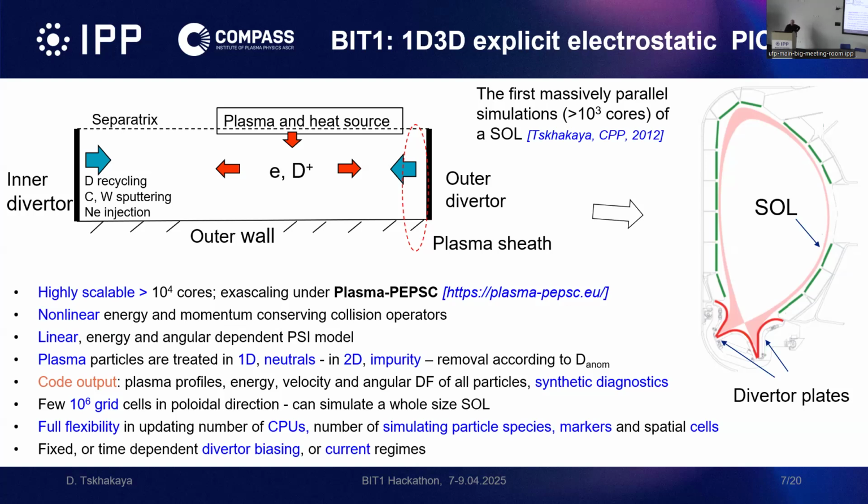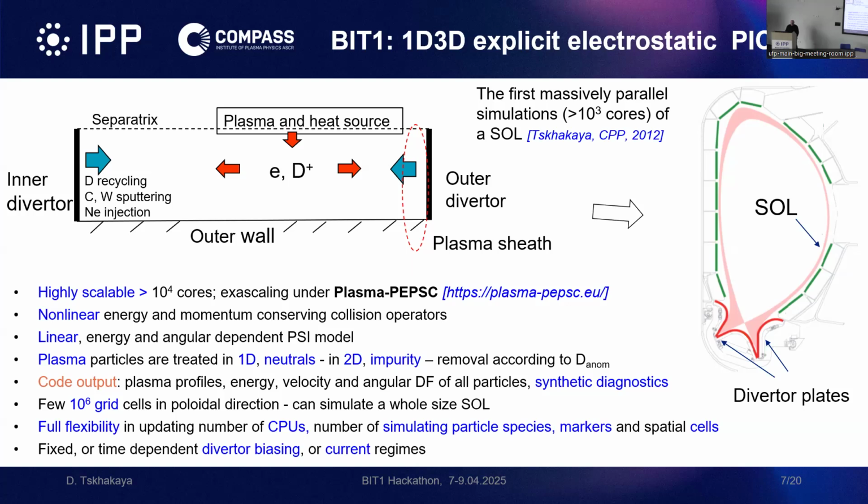It has linear energy- and angular-dependent plasma-surface interactions, linear because we do not consider time scales over which your surface changes. Plasma particles are treated in 1D, and neutrals can be in 2D, and impurities can be quasi 2D if you remove impurities from the simulation based on the anomalous transport coefficient. Code outputs can be just any profiles, velocity and angular distributions, and it also has synthetic diagnostics, quite simple to get from the distributions.